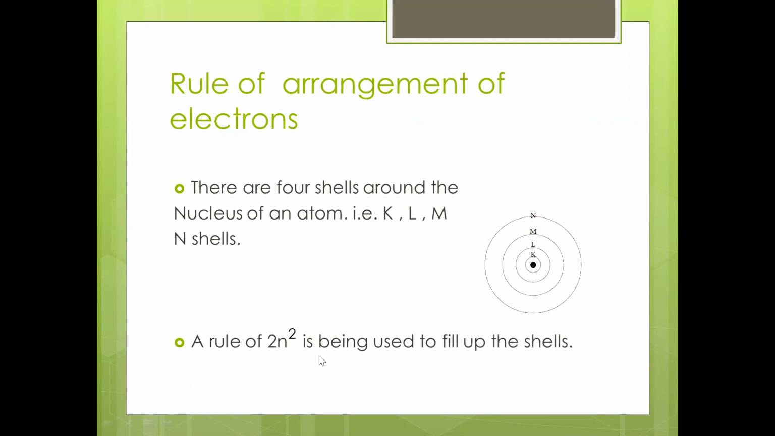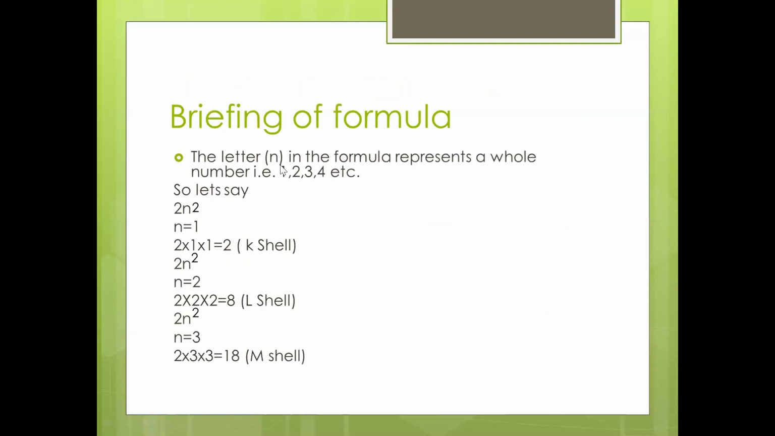2n^2 is being used to fill up the shells. Now, let's have a look at how this rule is followed in filling the shells with a specific number of electrons. The letter n in the formula represents any whole number. That is, it can be 1, it can be 2, it can be 3, it can be 4, and so on. Okay, so let's say I will take this formula 2n^2, and in this case, students, the value of this whole number n is 1, let's say.